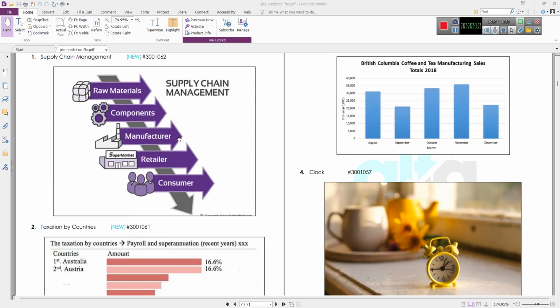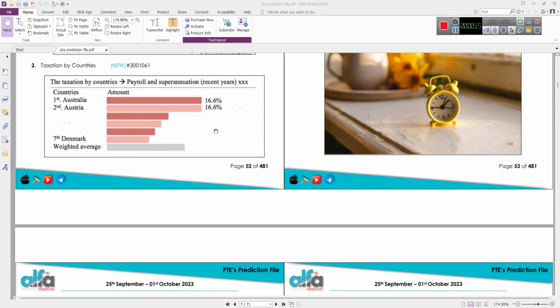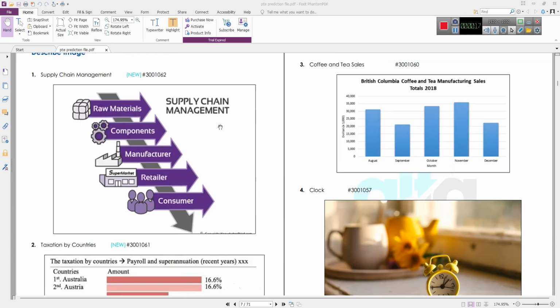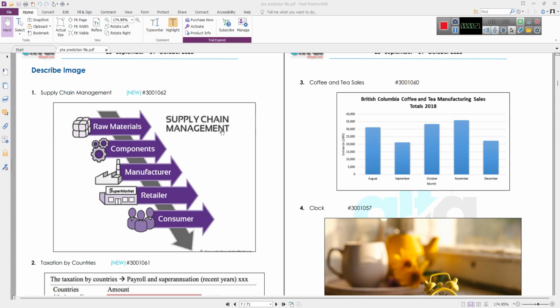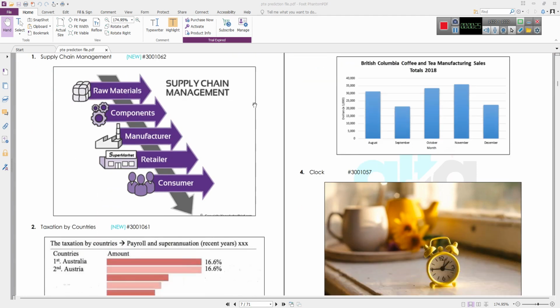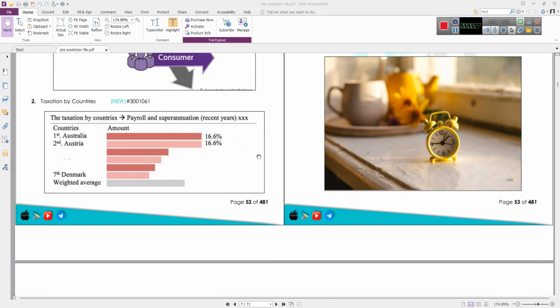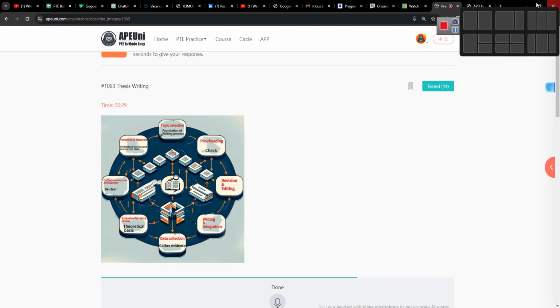So once again I'm using the alphaPT's prediction file to do some demo practices and give you some tips and tricks on how to deal with some of the most important types of questions in PTE. So today we'll be looking at some of the describe images type questions, and we'll also be doing some demo practices from websites such as AP Uni. So I hope you guys will stick along.